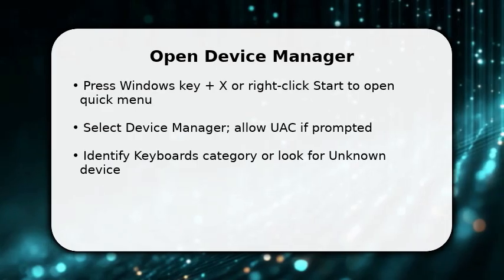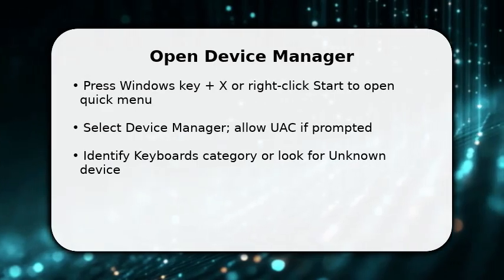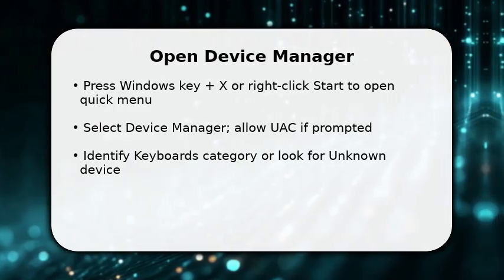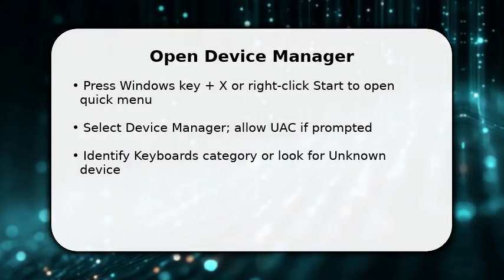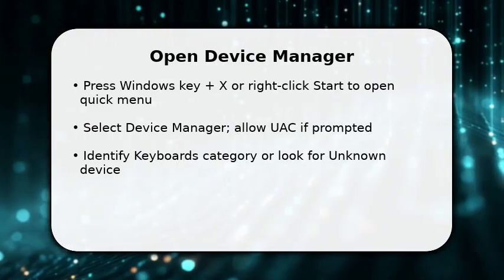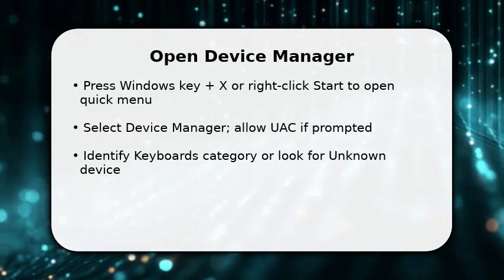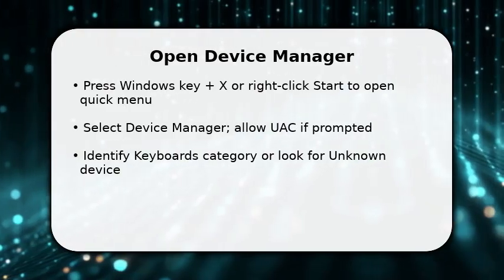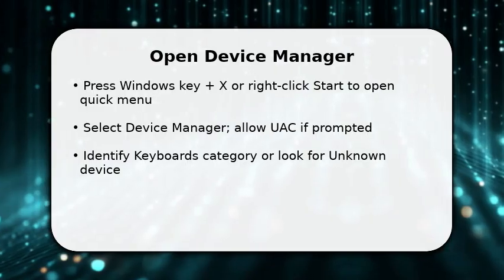You start by opening Device Manager so you can add the keyboard driver. Press Windows key plus X or right-click Start, then choose Device Manager. Accept any UAC prompt. Once there, expand keyboards or scan for an unknown device if nothing appears. If your keyboard is USB, plug it in now and wait a few seconds for detection.